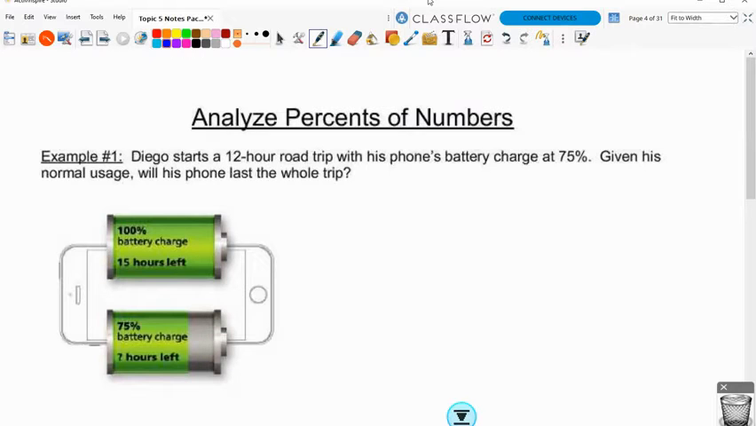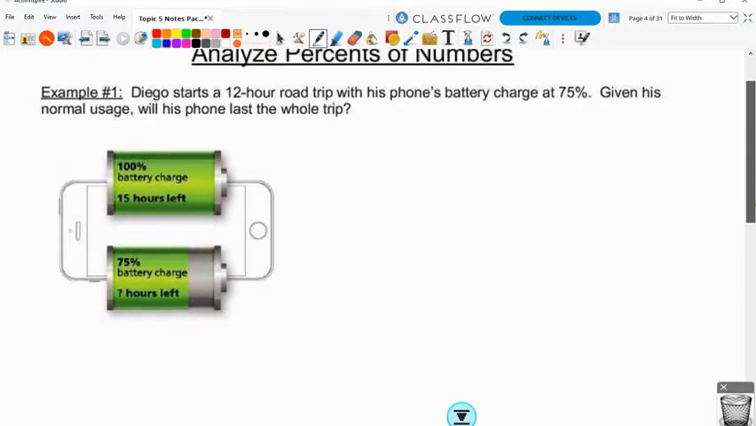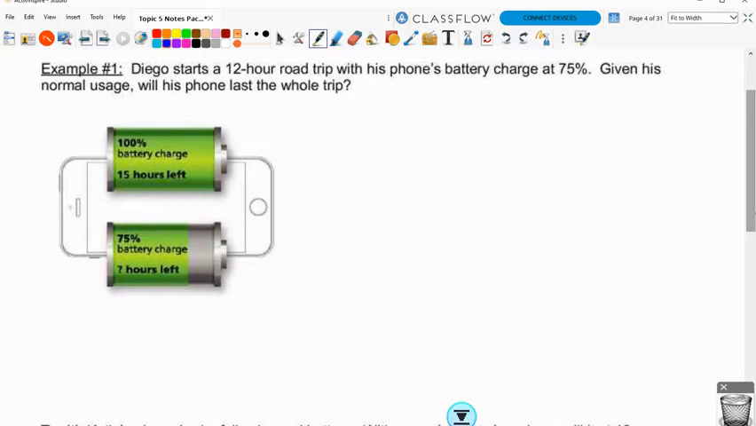In our lesson today, we're going to be analyzing percents of numbers. And in our first example, we're going to be looking at the charge of a cell phone battery. We're told that Diego starts a 12-hour road trip with his phone's battery charge at 75%. Given his normal usage, will his phone last the whole trip? And remember that the whole trip is going to be 12 hours long.